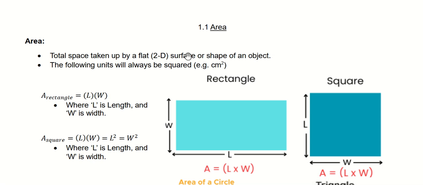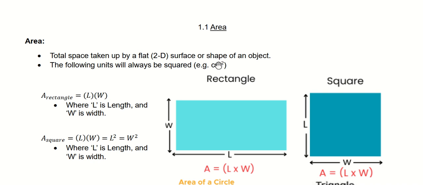So is the surface area, in a sense. And if you don't already know, the units for the surface area will always be squared, whether it's centimeters squared, or meters squared, or feet squared. It will always be squared, whereas volume is cubed. And that's something you should already know, but if you don't, there we go.